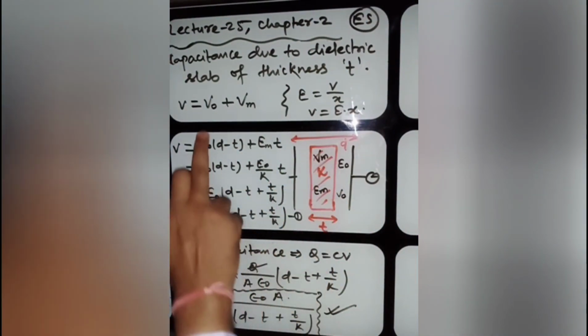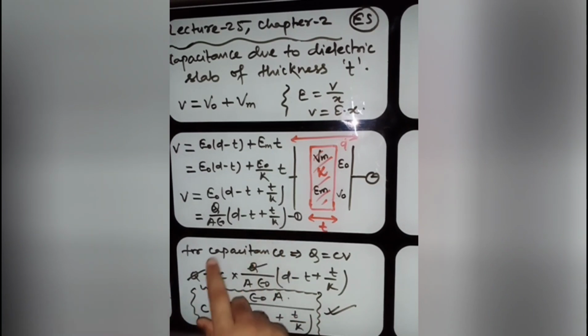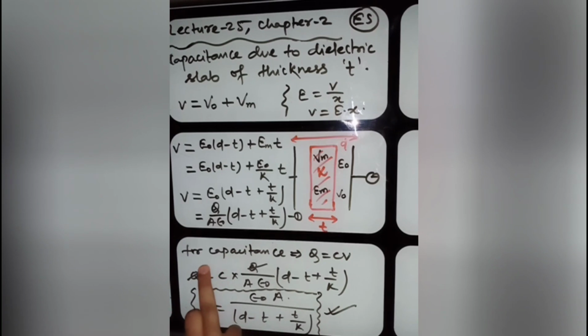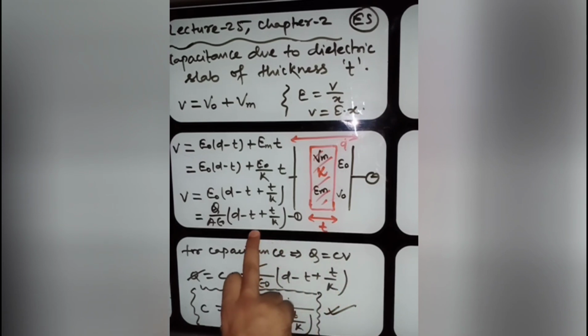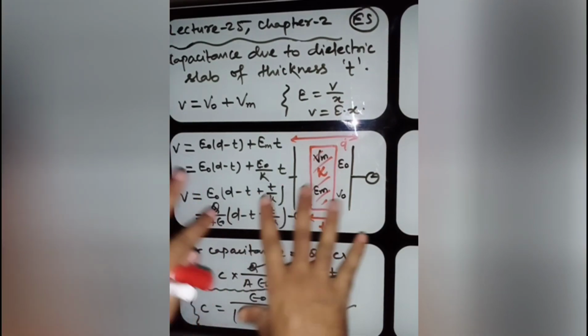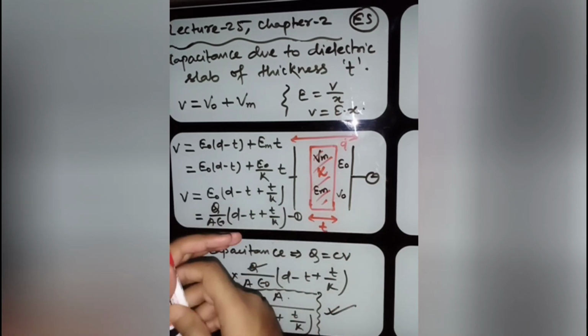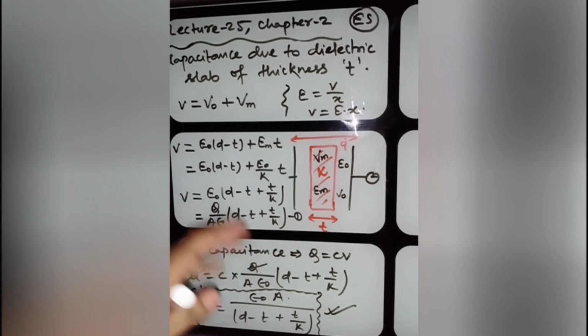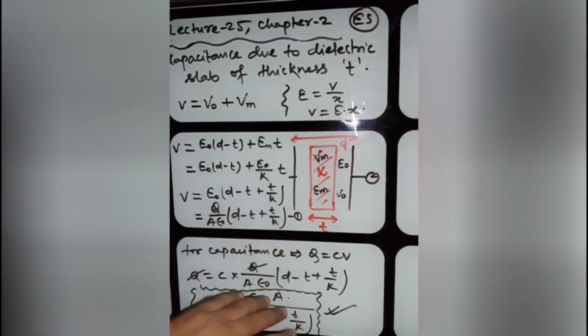First, you have to write the net potential. Second, after concluding the potential with equation 1, you have to write the capacitance, Q equals CV. Here V you have already derived. Put the V and you will get the capacitance: epsilon naught A over D minus T plus T by K. Now, you can generalize this, or you can get special cases of this particular derivation, my dear student.